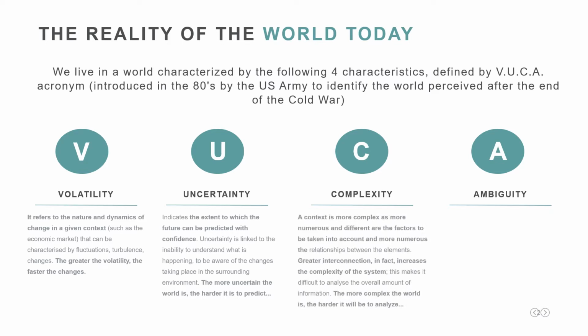We live in a world that is complex. A context is more complex as more numerous and different are the factors to be taken into account, and more numerous the relationships between the elements. The more complex the world is, the harder it is to analyze. We live in a world that is ambiguous. A situation is ambiguous when the information is incomplete, contradictory, or inaccurate to arrive at a conclusion.